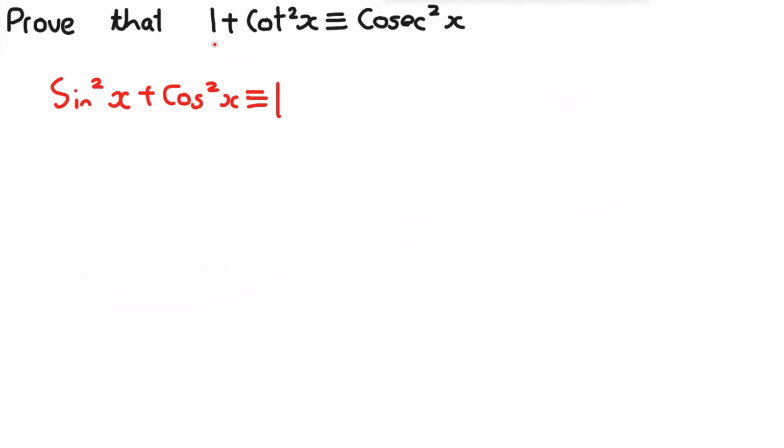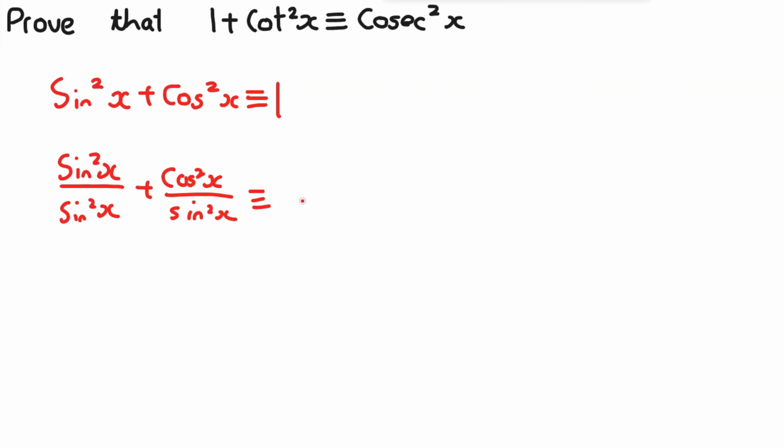And then to prove the other identity that 1 plus cot squared x is equal to cosec squared x, it's basically the same. We start with sin squared x plus cos squared x is equivalent to 1, and then we divide everything by sin squared x this time. So this is going to be sin squared x over sin squared x plus cos squared x over sin squared x, and this is equivalent to 1 over sin squared x, like this.